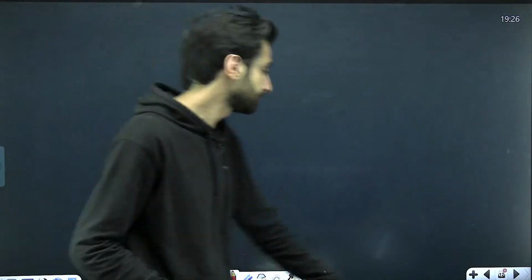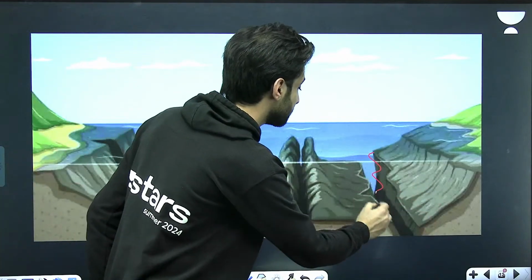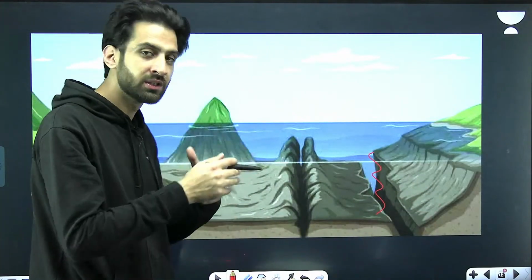Then going to our last type of, this is the trench. This is an example of a trench, a diagram of a trench. Here you find the trenches. This is how the trenches will be. Then they will merge together.